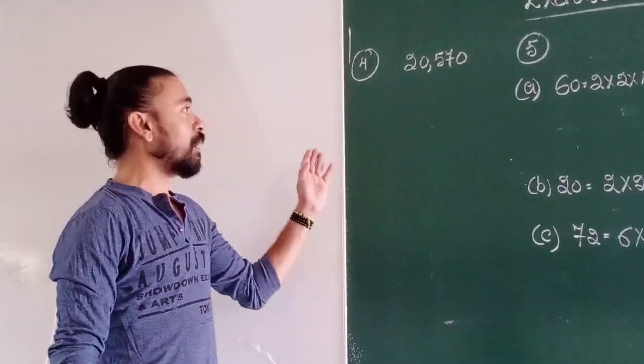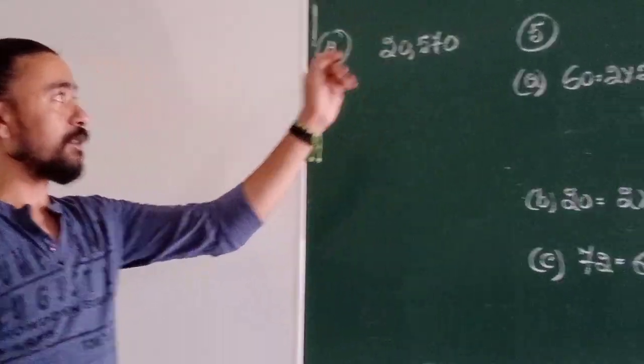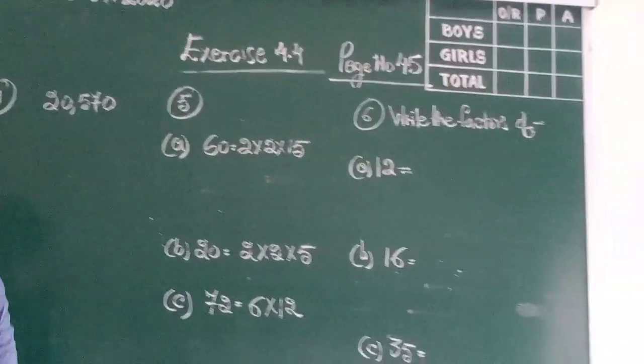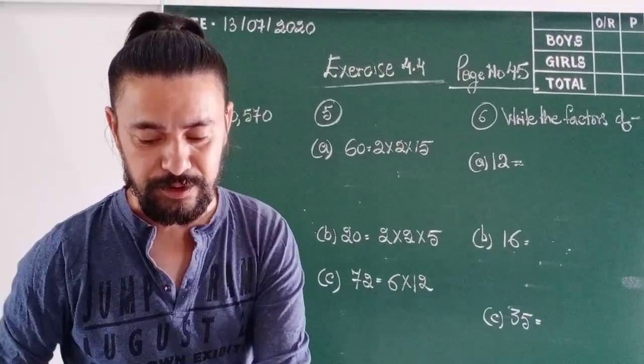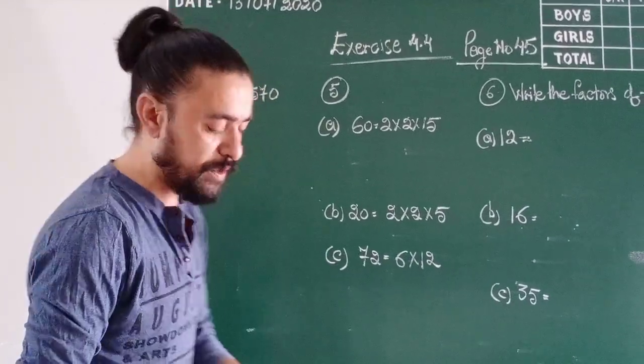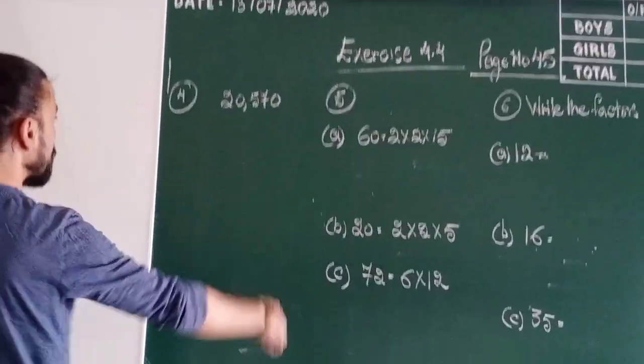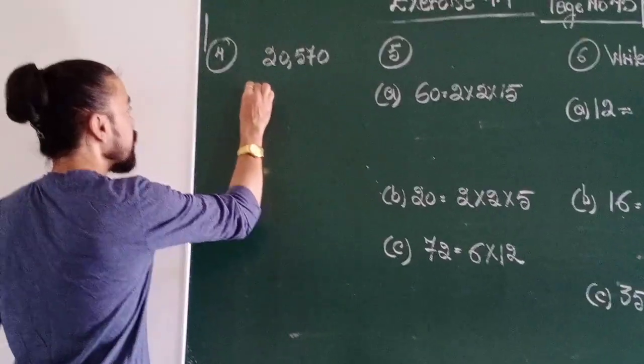Okay, so now we are on sums number 4, 5 and 6 in order to finish this exercise, it is 4.4. And the fourth one says, find all the prime factors of 20,570. So let's factorize it.